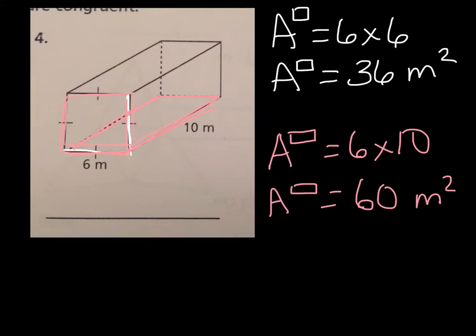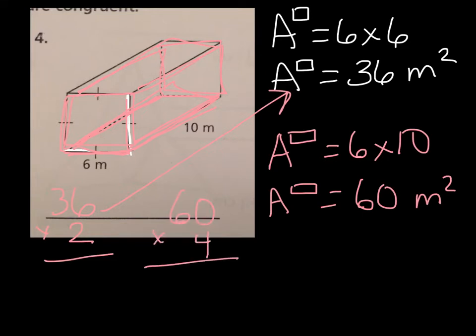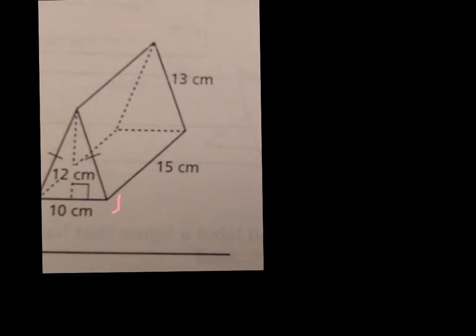We have 2 of these squares, so we need to take 36 times 2 because that was the area of the square. And then we have 1, 2, 3, 4 rectangles. So we need to take the 60 times 4, and that's from here. And then once you multiply those out, you're going to add them together for what is our surface area of the whole prism.